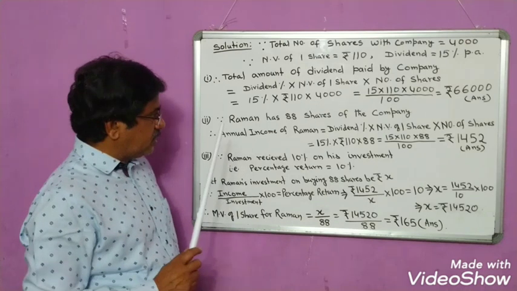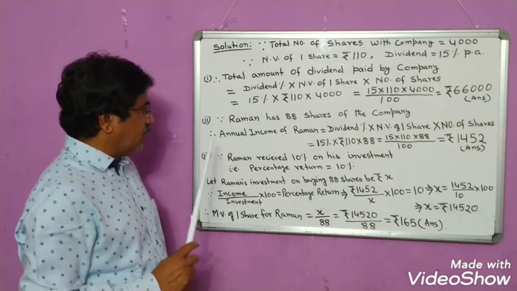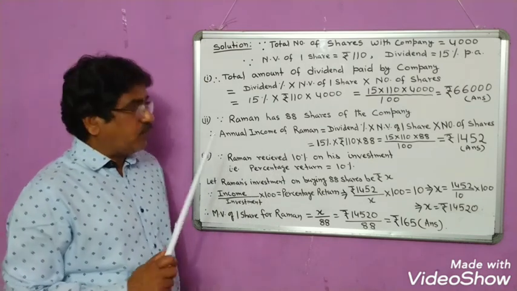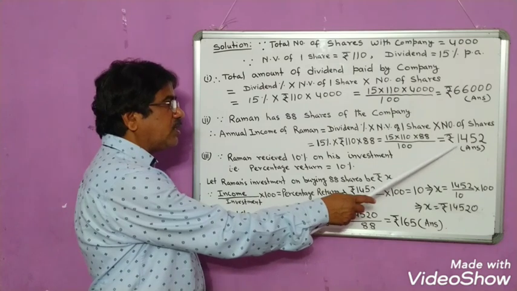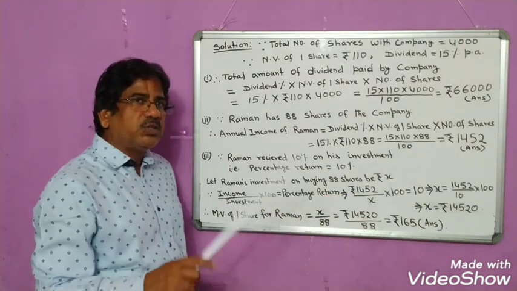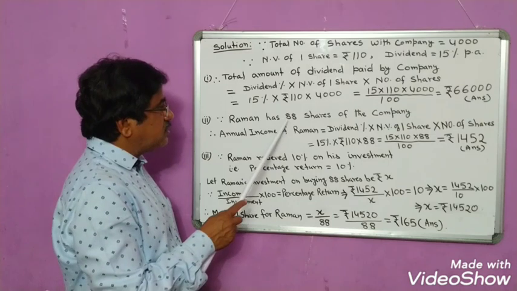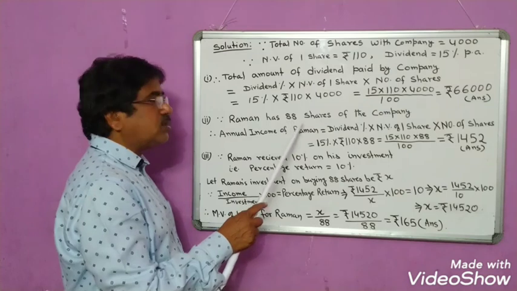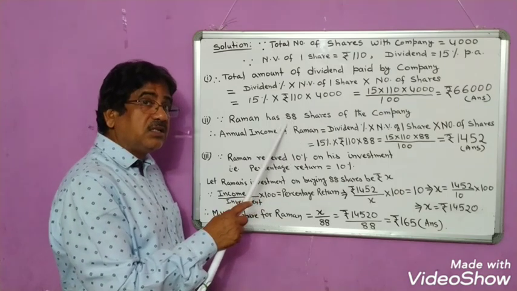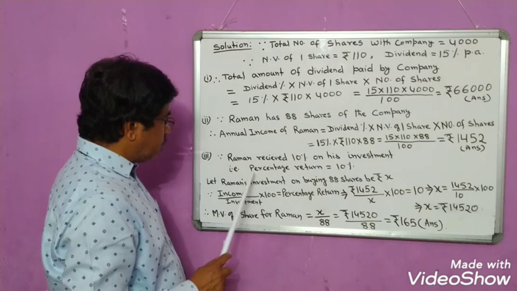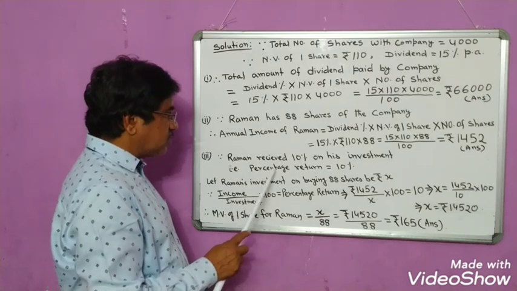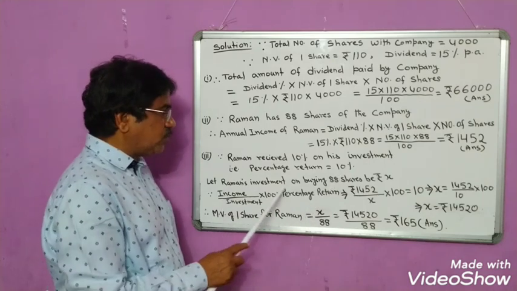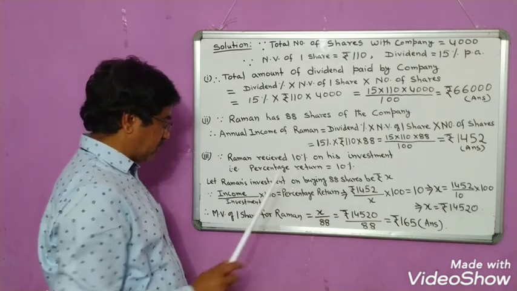Now, in the third part of the question, Raman actually receives 10% of his total investment. We have calculated the income of Raman, but we don't know how much money Raman has invested to buy these 88 shares. So we have to find out the investment for 88 shares, because Raman has purchased these shares from the market. So we'll use the formula. We know that the percentage return is given in the question as 10%. And let us say that Raman's investment on buying 88 shares is rupees X.